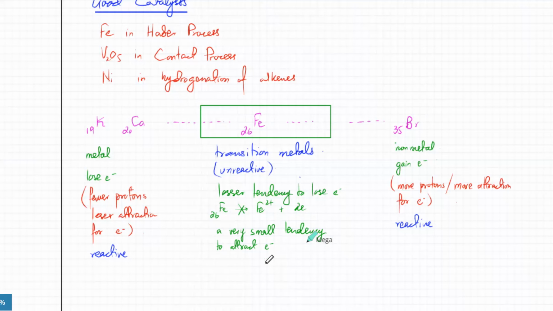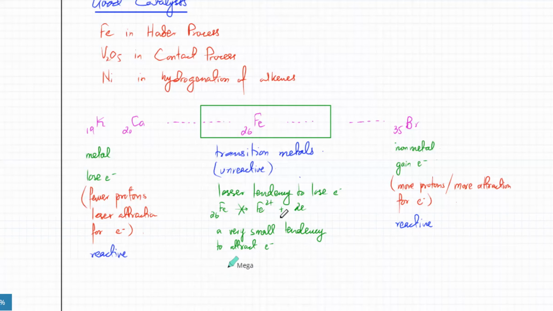So is this idea clear about transition metals, that they don't really like to lose electrons? They hold on to the electrons very strongly because of the greater protons, greater positive charge in the nucleus. So they don't really like to lose electrons. At the same time, they develop this very small tendency to actually attract electrons. So is this point clear? Yes. Okay, so basically we can sum that up as transition metal ions having a greater charge density.